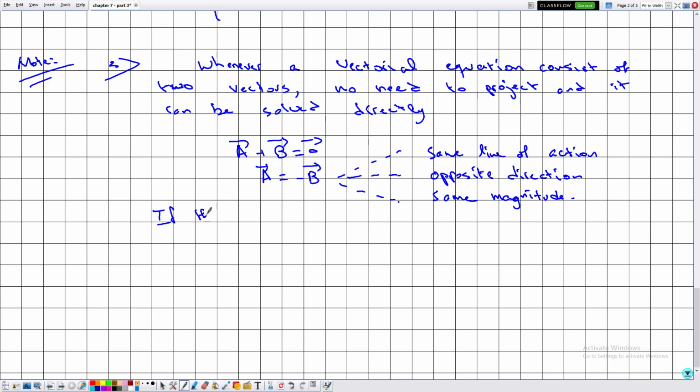If the vector equation includes three vectors or more, then we will refer to the projection method.